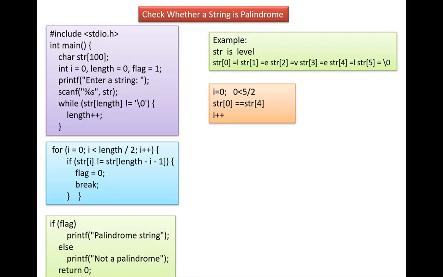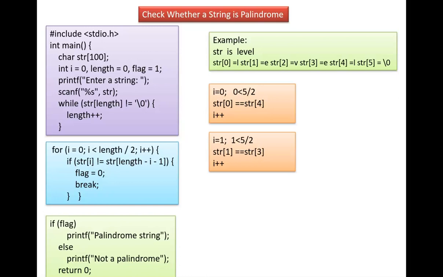Okay. So get into the for loop. i equal to 0, right? 0 is less than 5 divided by 2, true. The condition is true. So str of 0 is equal to str of 4 is checked. Yes, they are equal. L is equal to L. So i gets incremented by 1. i becomes 1 and 1 is still less than 5 by 2.